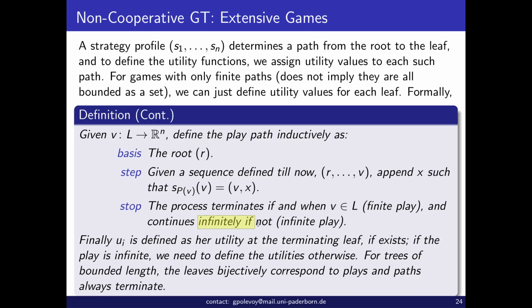So this strategy profile defines a unique path, and the utility of the player I is defined as her utility given the path. So if we've ended at a leaf, we can just say that there is utility at a leaf. In general, we have to have utility at every path. In a finite tree, of course, it's the same as endowing each leaf with a set of utilities for the players.